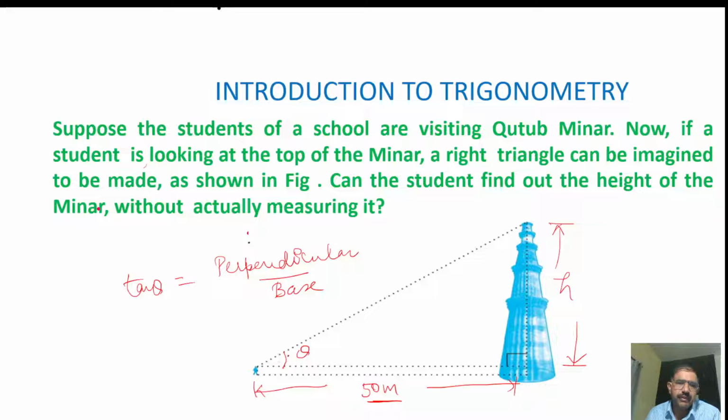This angle we can easily find out by different electronic or mechanical equipment. So here the perpendicular is the height, so if I place it in tan theta, the perpendicular will be h and the base is 50, and finally I can find out that h will become 50 tan theta. By putting in the value of theta, which may be any value, suppose theta is 30 degrees, I can finally find out the height. So this is the application that we will discuss in detail.